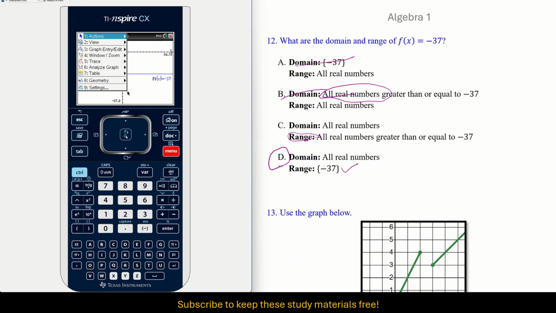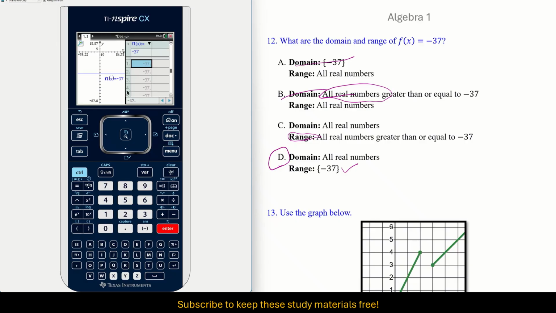So go to menu and then go down to number 7. This time I'm just going to push 7 and then it'll highlight what I need and then enter because I want a split table. Notice every single value for my x is always negative 37. I could sit and push down or up infinitely.